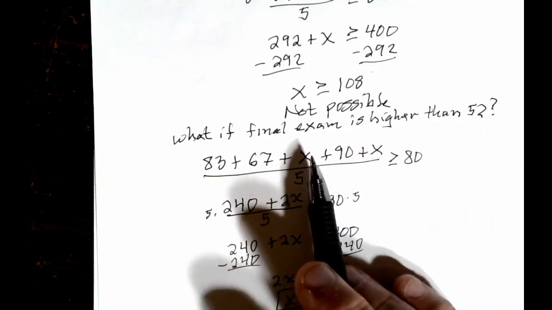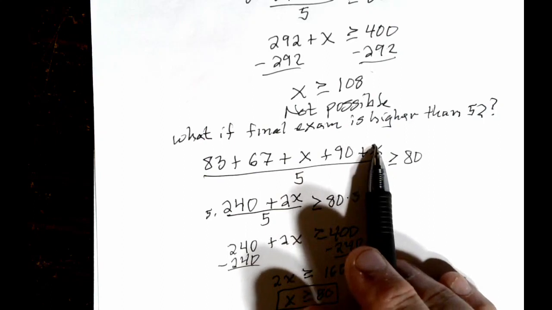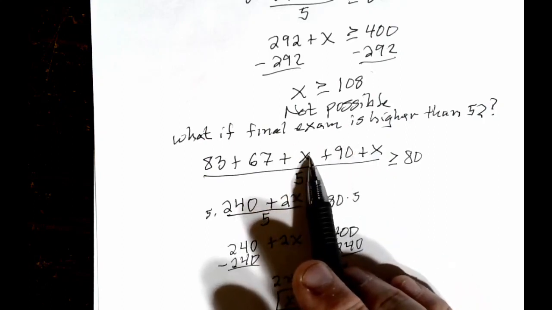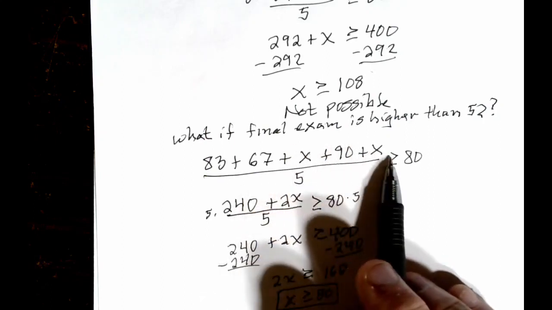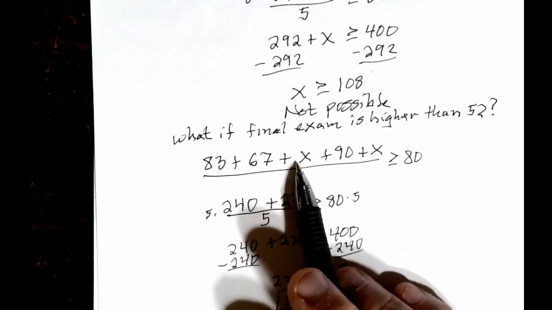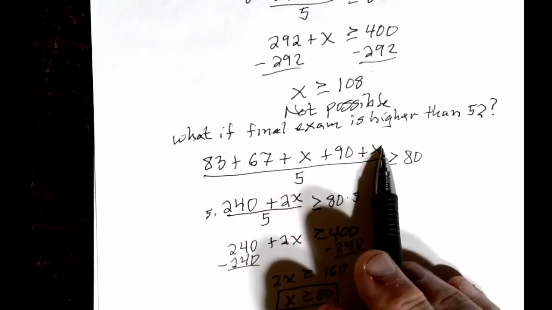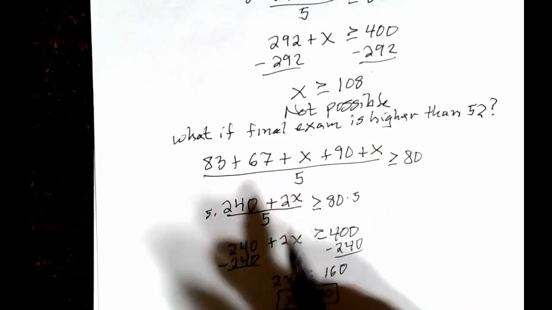Well, if the final is higher than the lowest score, then you replace that lowest score with the score you got on the final. So these both would be the same score of whatever the final is. So now you've got a different equation to solve.